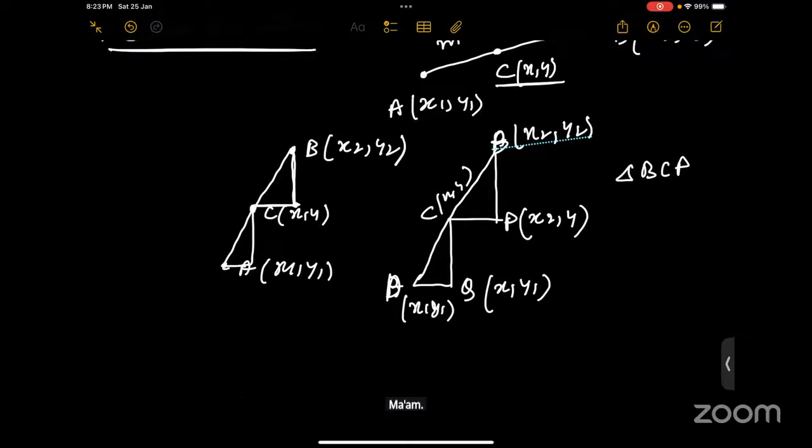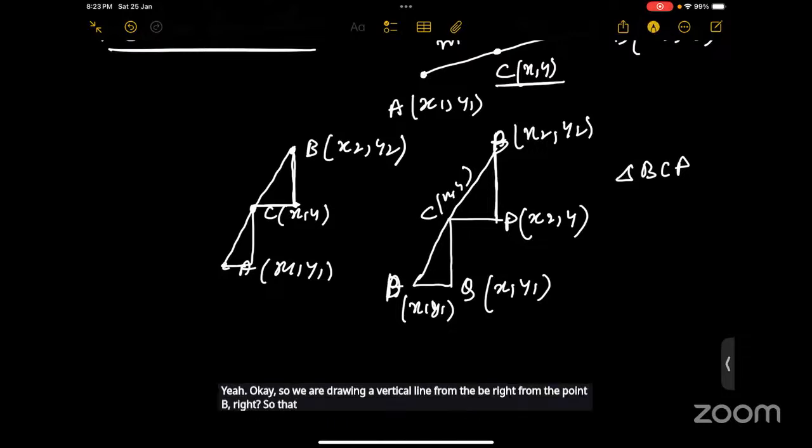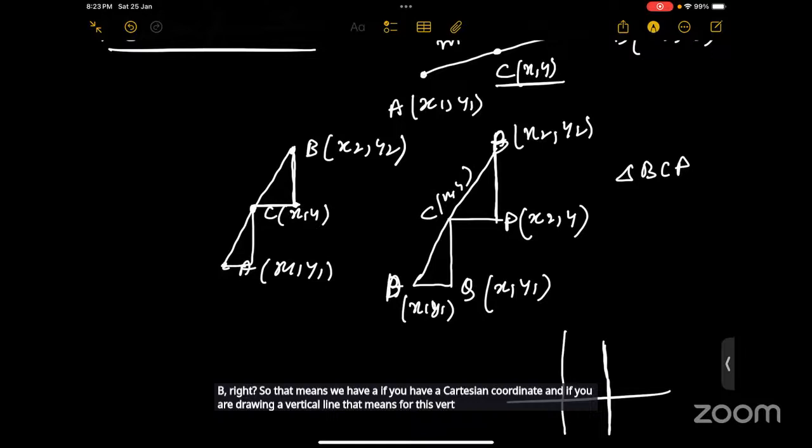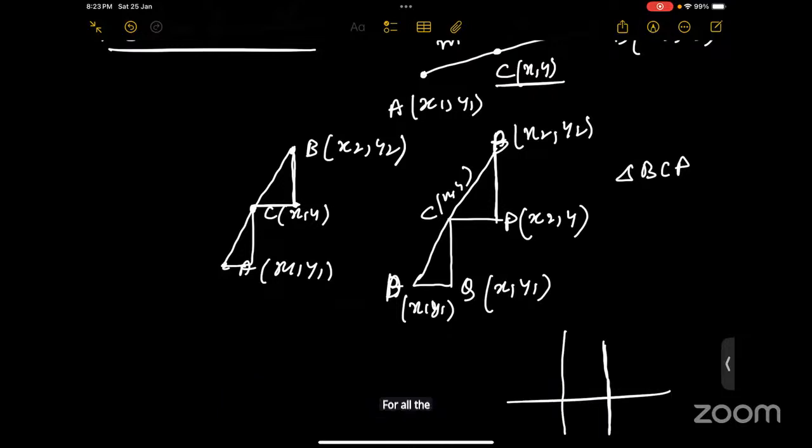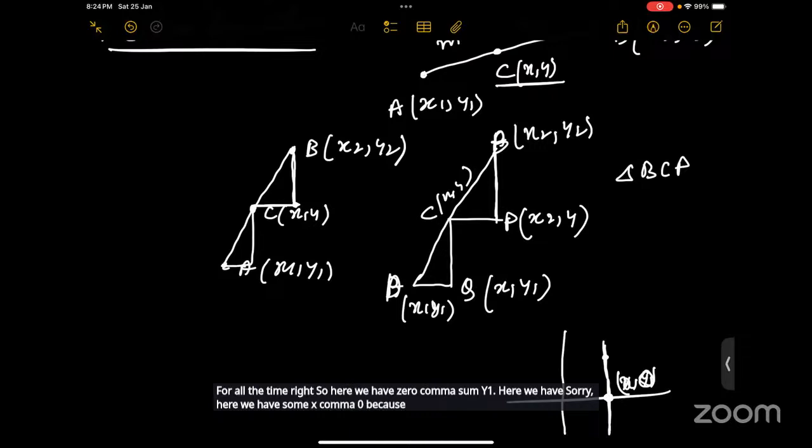Ma'am, can you explain the P and Q coordinates for me? Okay, so we are drawing a vertical line from the point B, right? If you have a Cartesian coordinate system and you are drawing a vertical line, that means for this vertical line we are changing the y coordinate, but the x coordinate remains the same all the time. So here we have 0 comma some y1. Here we have some x comma 0, because y is 0 here, right? And we have some x.